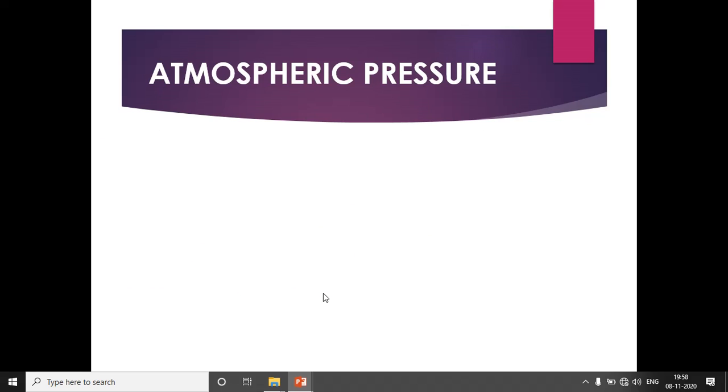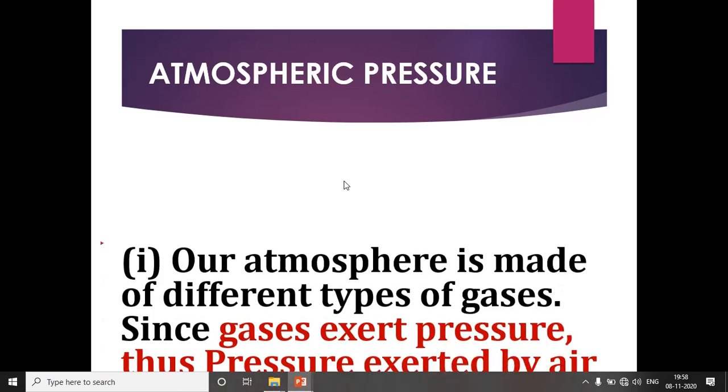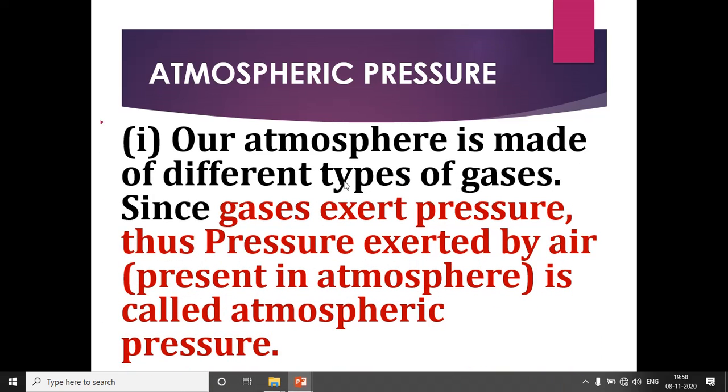Now we can see what is meant by atmospheric pressure. Our atmosphere is made up of different types of gases. We know the property that gas can exert pressure. So the pressure exerted by air, which is a mixture of gases, is important. The pressure exerted by air which is present in the atmosphere is called atmospheric pressure.